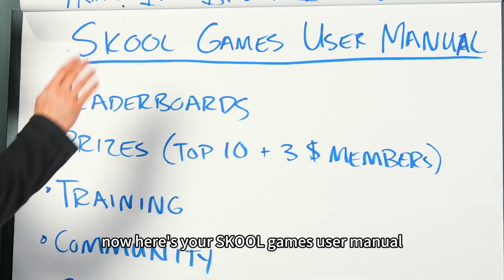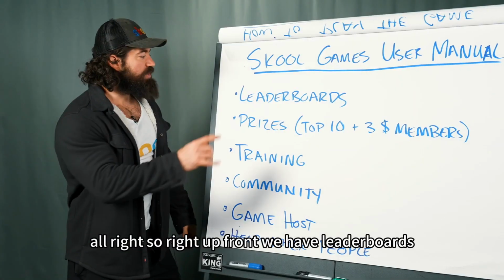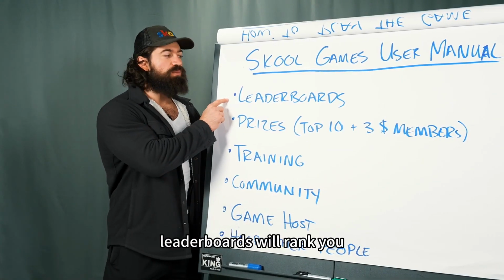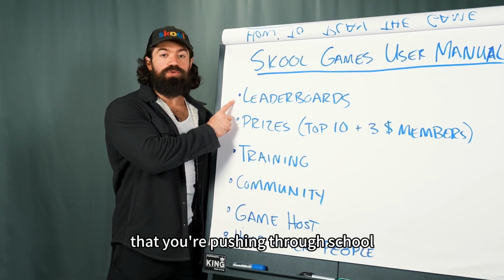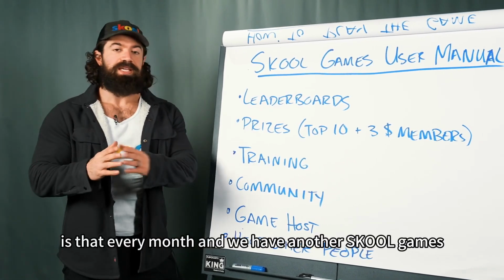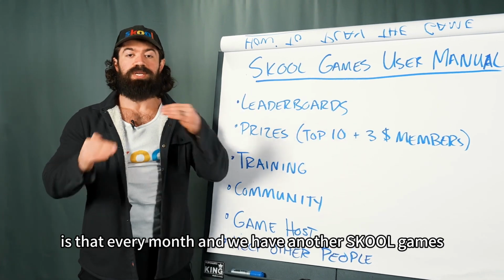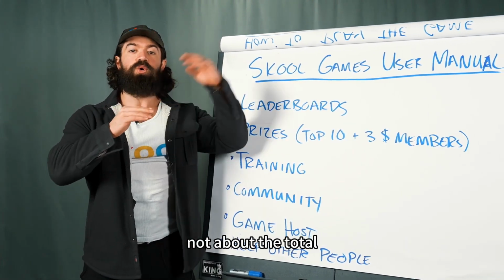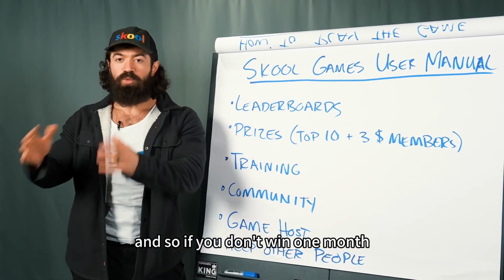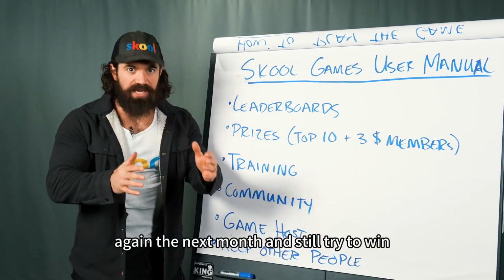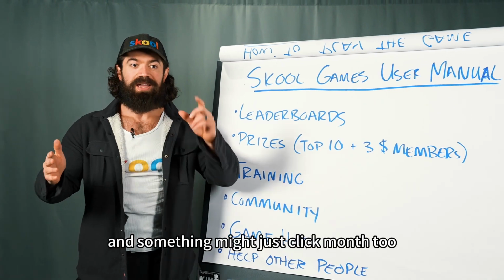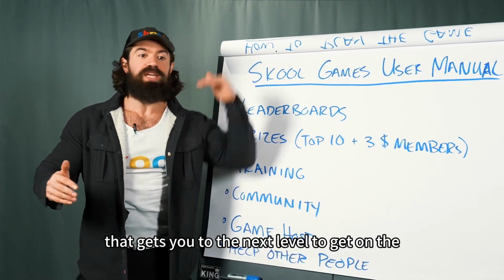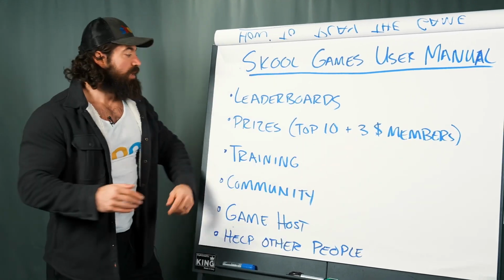Now here's your Skool Games user manual. All right, so right up front, we have leaderboards. Leaderboards will rank you based on the amount of monthly recurring revenue that you're pushing through Skool. And here's the key point, is that every month when we have another Skool Games, it's about the growth, not about the total. And so if you don't win one month, you can still play again the next month and still try to win. Because guess what? You're going to learn things over time, and something might just click month 2 that gets you to the next level to get on the leaderboard.